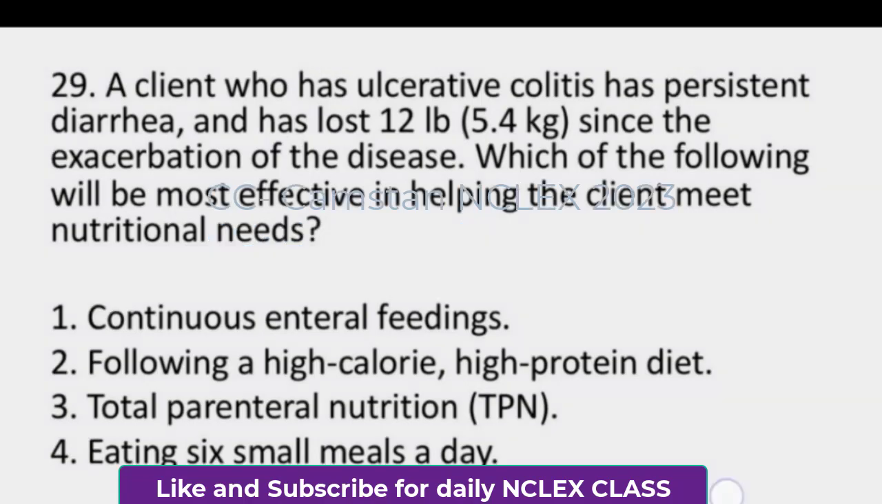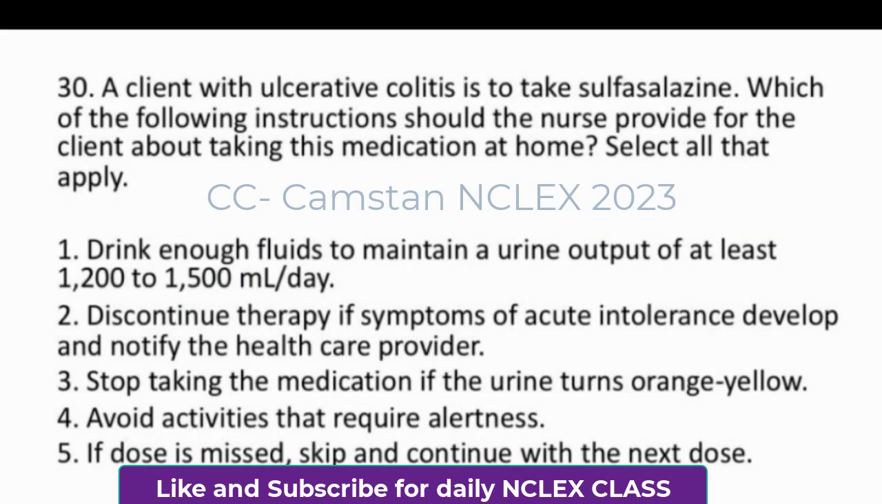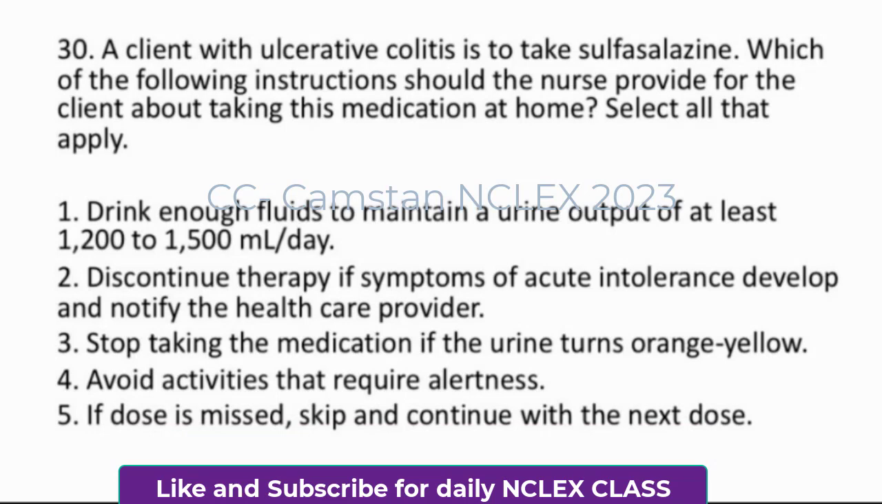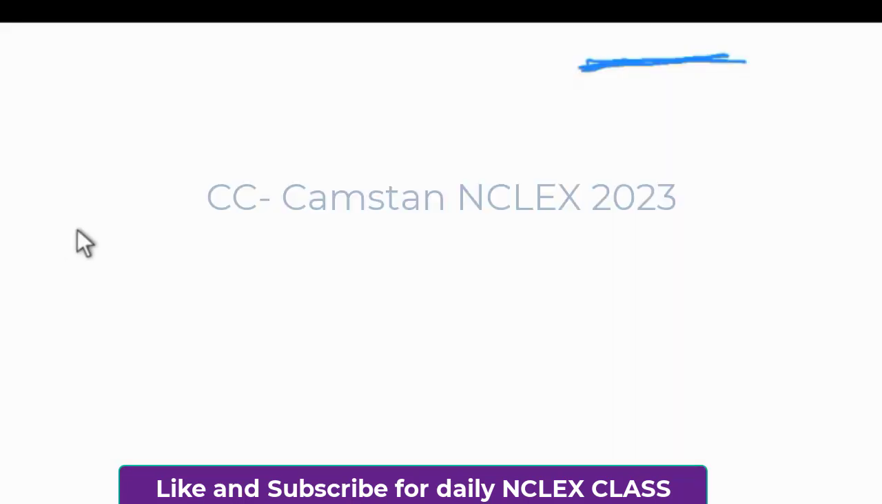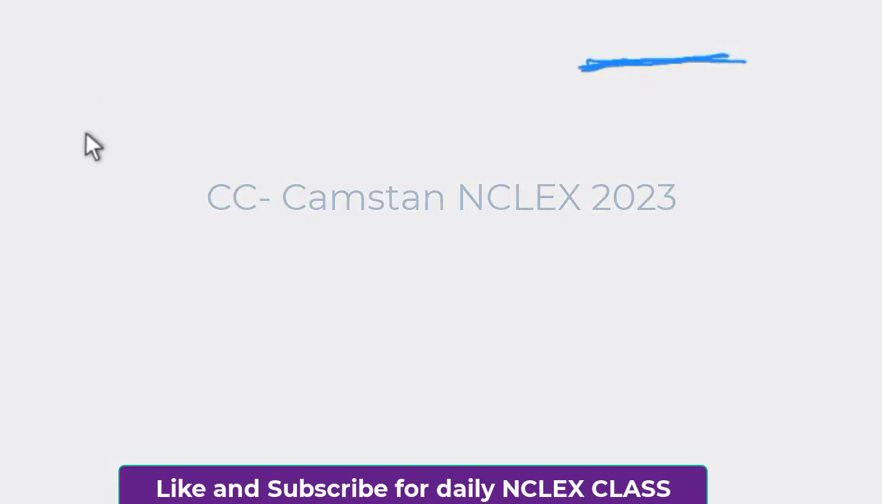Let's move on to our next question. A client with ulcerative colitis is to take sulfasalazine, right? It is the primary treatment for a patient with ulcerative colitis. It is a type of 5-ASA derivative, right? Which of the following instructions should the nurse provide for the client about taking this medication at home? Select all that apply. Let's start the question. What is sulfasalazine?